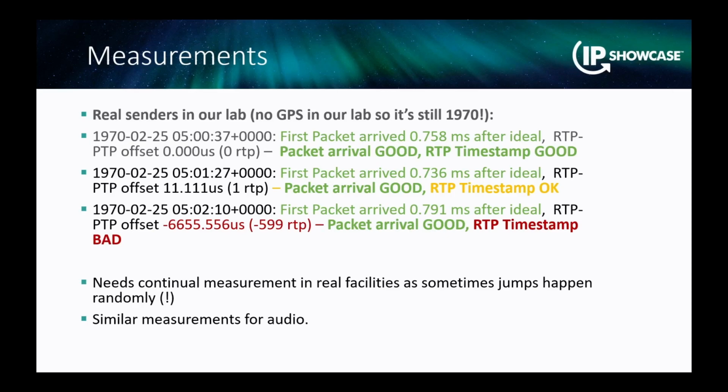And here's the third sender in our lab. Again, the first packet arrival time is okay, nothing terrible. Possibly a more detailed 2110-21 analysis is needed, but practically it's probably not the end of the world. But its RTP PTP offset is bad. It's in the past. Packet arrival time is good, but the RTP timestamp is bad. And in reality, it needs continual measurement in a real facility, and we see jumps happening overnight and coming back. There are also similar measurements for audio, a bit simpler than this, which can also be very problematic sometimes on audio equipment.